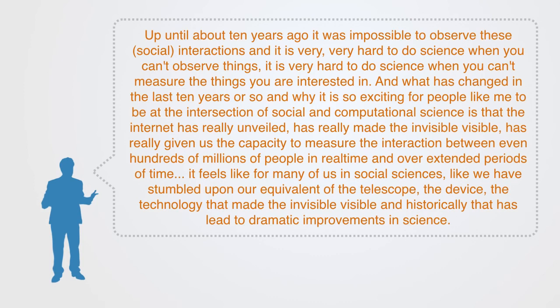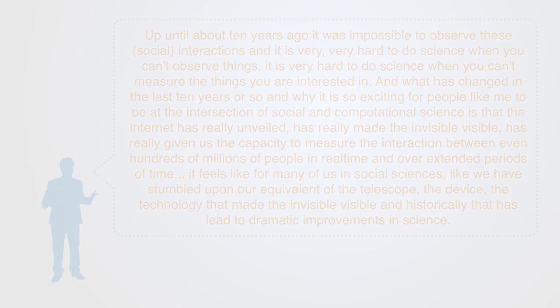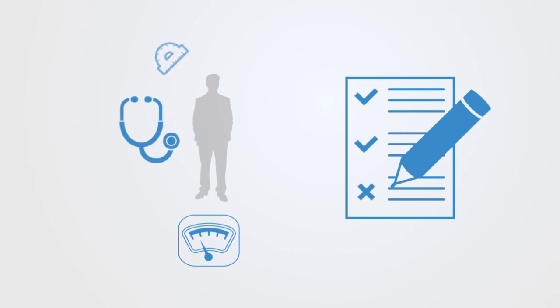It feels like, for many of us in the social sciences, like we've stumbled upon our equivalent to the telescope, the device, the technology that made the invisible visible, and historically that has led to dramatic improvements in science." To date, the primary sources of data for social scientists were survey research, government statistics, and one-off in-depth studies of particular people. The statistical databases of governments and the World Bank are full of information about individual people and their properties. They tell us almost nothing about the connections between those individuals, because up until very recently, we didn't have the computational capacity to manage and utilize large, complex databases of this kind.